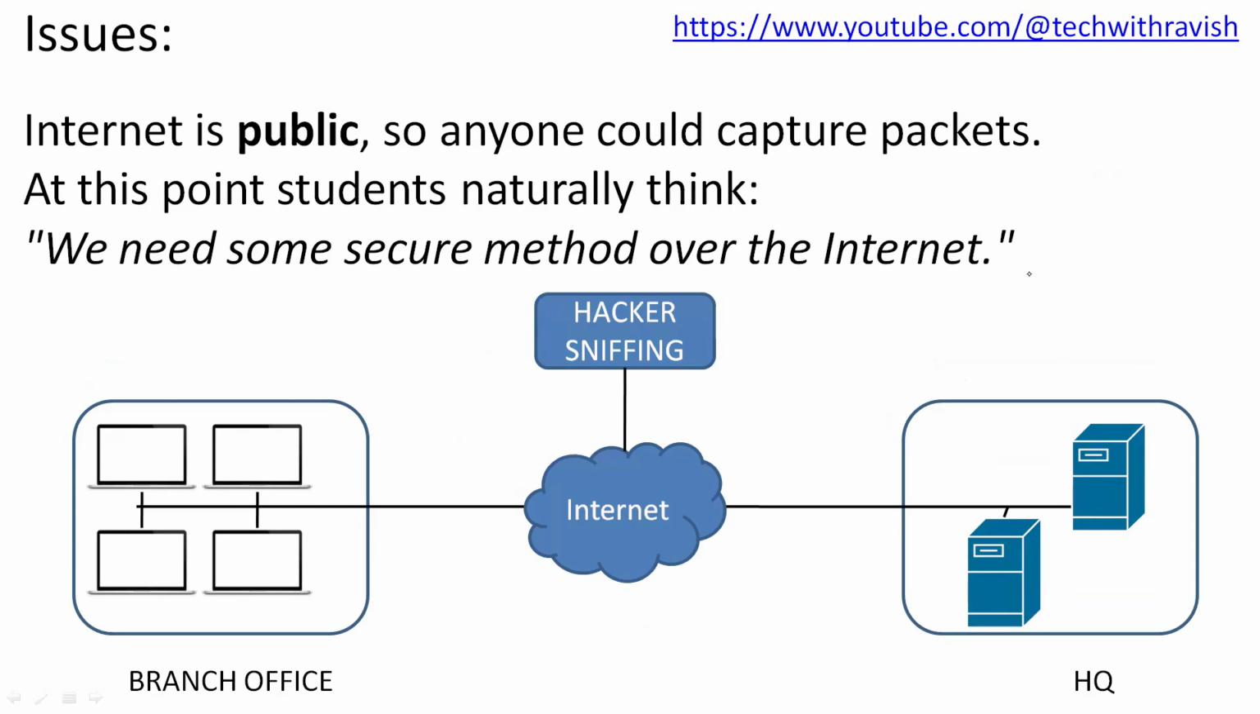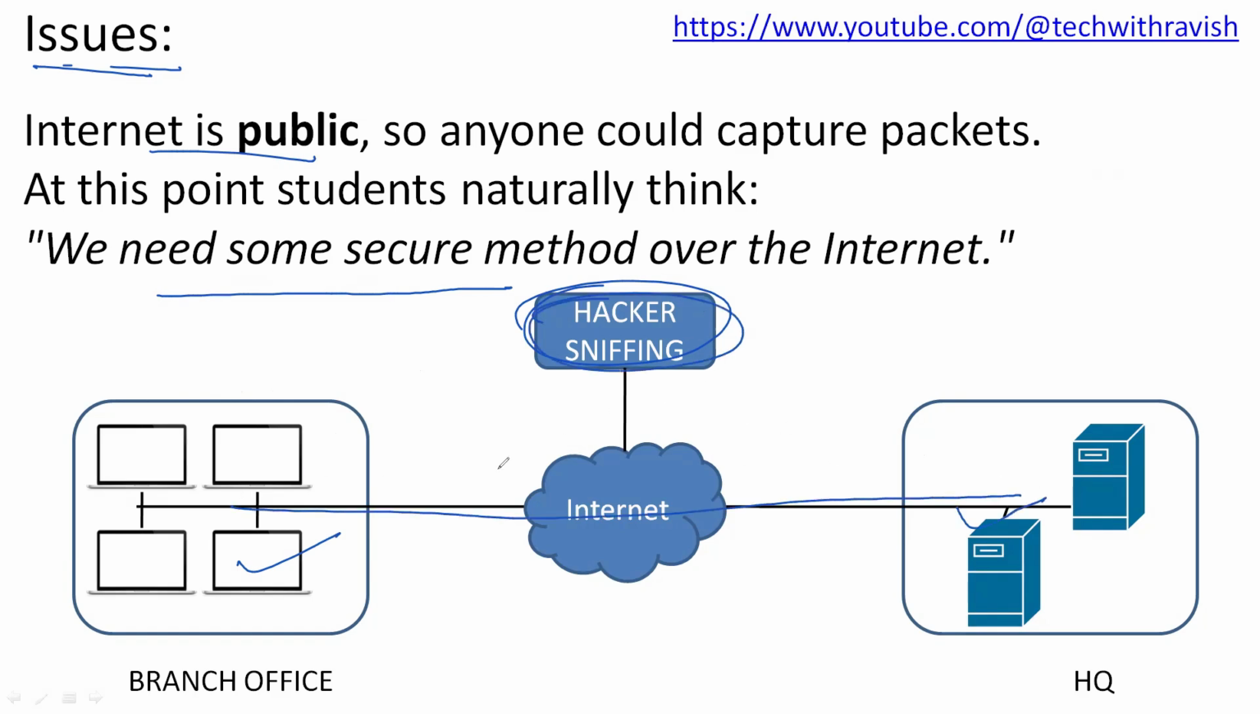Okay. So this is what I told you: what is the issue without a VPN? The internet is public, everyone knows it, so anyone can capture the packet. We need some secure method over the internet. So this is how the data can be captured without a VPN. This is my branch office. I'm sharing the resources to my headquarter, but in between them, a hacker is there who can capture my data. If no security method is there, which one is the security method? VPN is there. If no VPN is there, the data can be compromised.